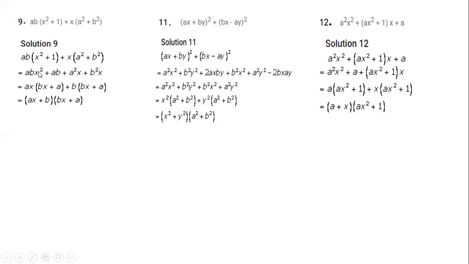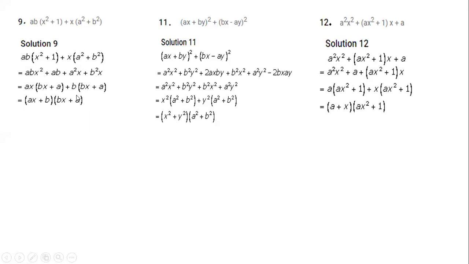From this abx square and a square x, I am going to take ax common. So here we are left only with bx plus a. Because from this abx square, if I take a and x common, then we are left only with b and x. And from this one, if I take a and x common, then we are left only with a. Plus sign as it is because these two terms, second and fourth term, have plus signs. Take out plus sign common.